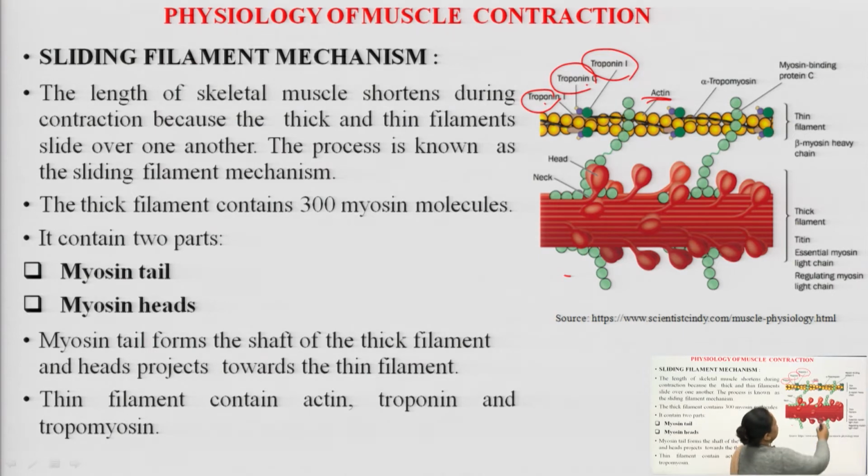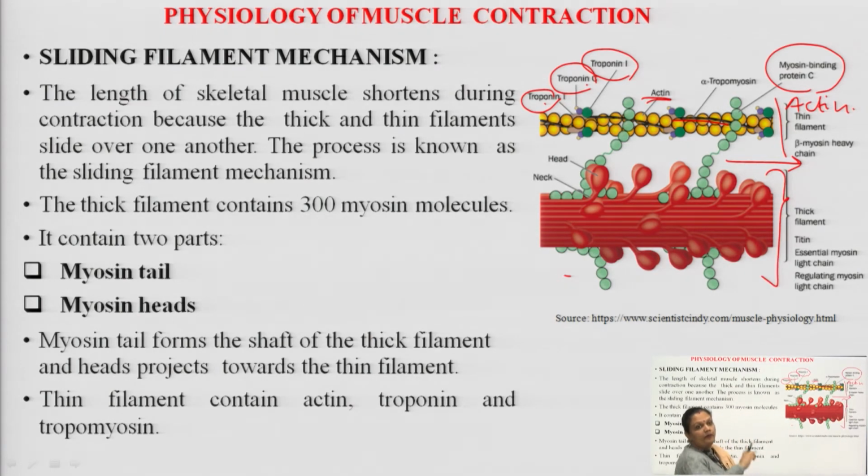After this you will see a dark black band, a straight line, that is alpha tropomyosin. It is also a protein which covers this thin filament. After this there is a cross linked bridge which is myosin binding protein C. So, this is your complete thin filament made up of actin protein, and beneath this there is beta myosin heavy chain. After this, students, we have the thick filament, the red thick band, that is made up of myosin protein.